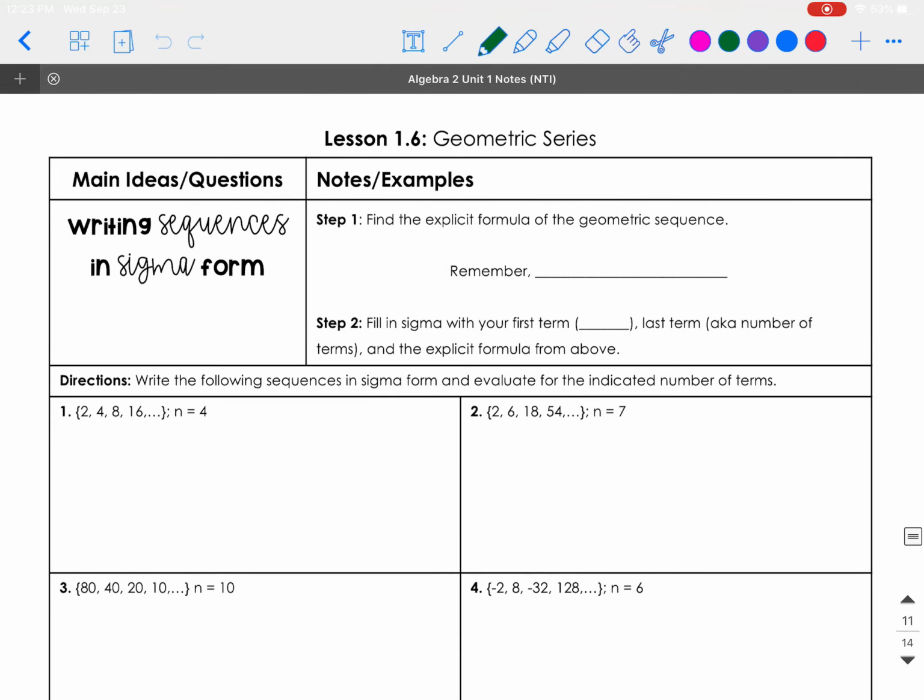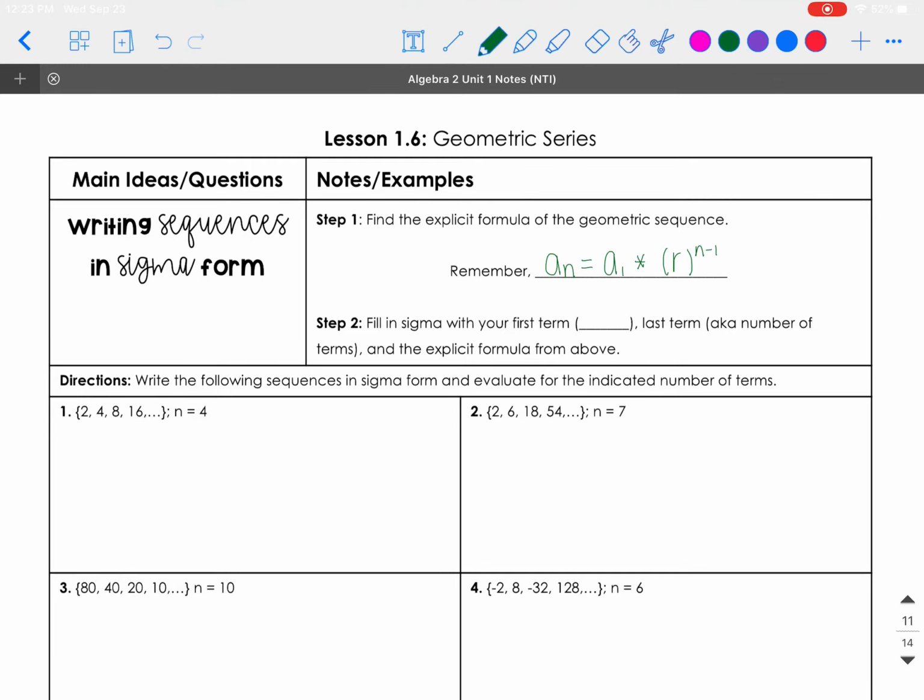And so if we're looking at a geometric sequence formula, AN equals A1 times R to the n minus 1 power. And remember, we always want to put our R in parentheses, otherwise we're going to mess up.